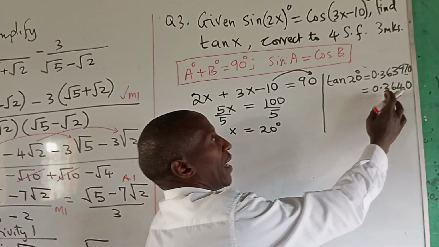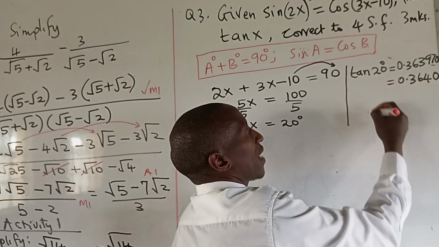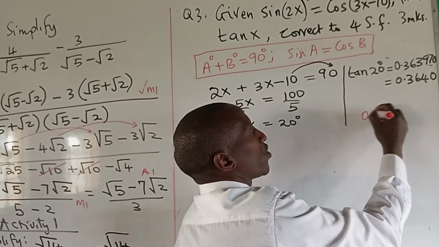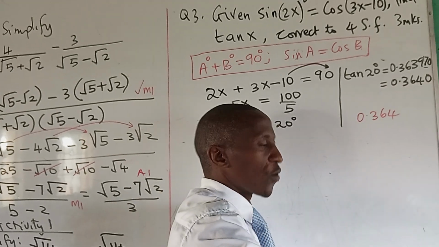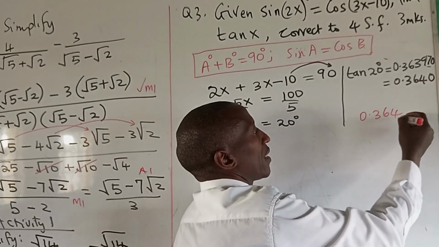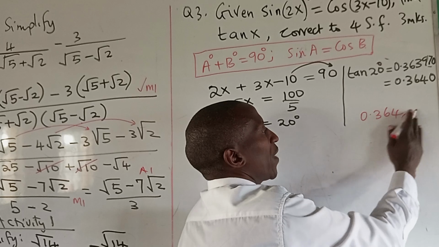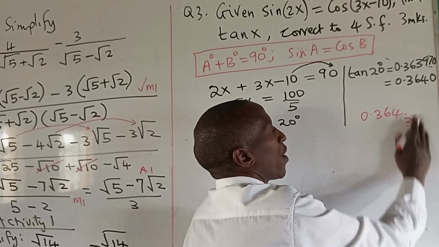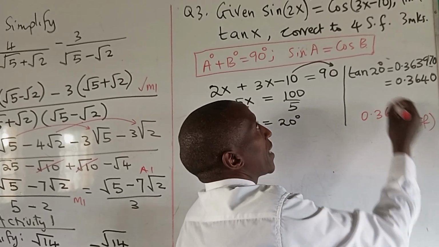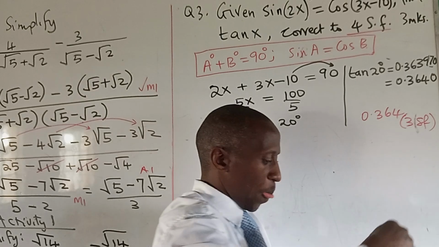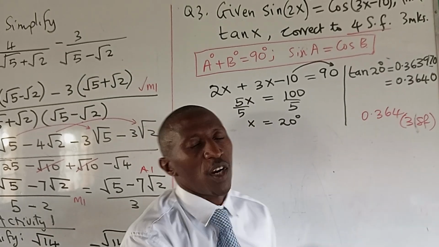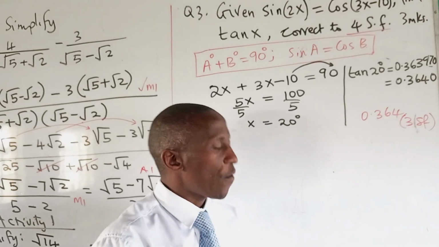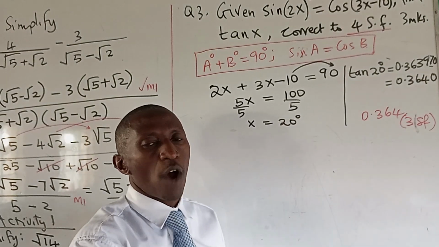Suppose that a learner leaves his answer in the form 0.364 and ignores that 0. You realize that this is the significant figures. We are talking about 3 significant figures, yet the question talked about 4. So the learner is required to obey the instructions and be careful about the final answer.